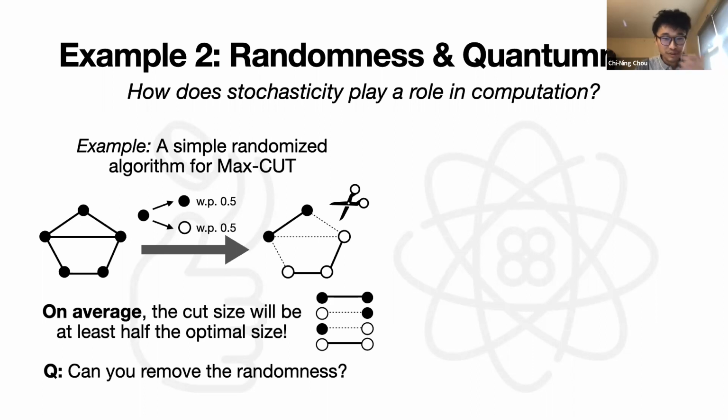But I also have a food for thought question, maybe you can think about it offline. You told me you need randomness to do this, but is this randomness really necessary?